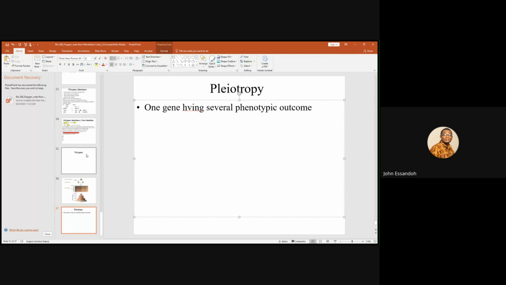So it's the opposite of polygenic inheritance. Polygenic inheritance is several genes controlling one trait, and this one is whereby one gene is controlling several traits. One gene is controlling several traits, and that's what we describe as pleiotropy.